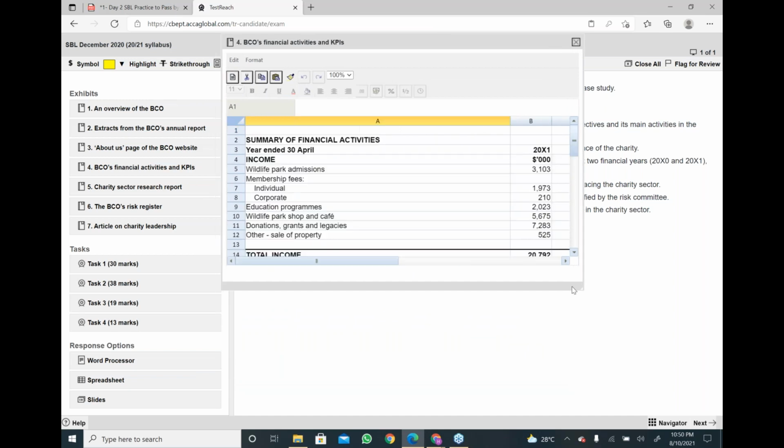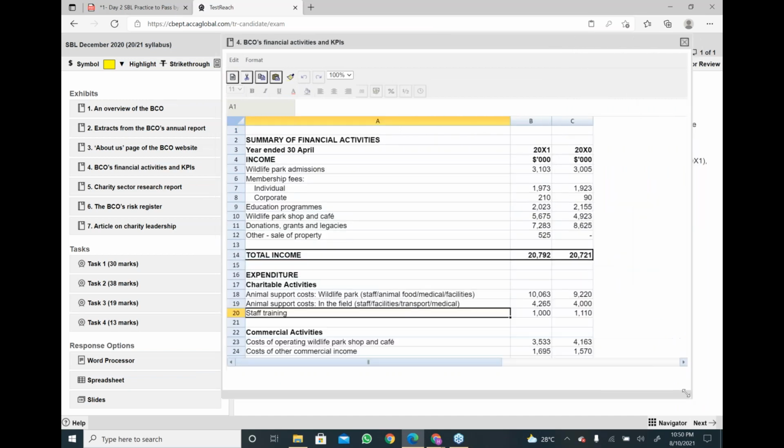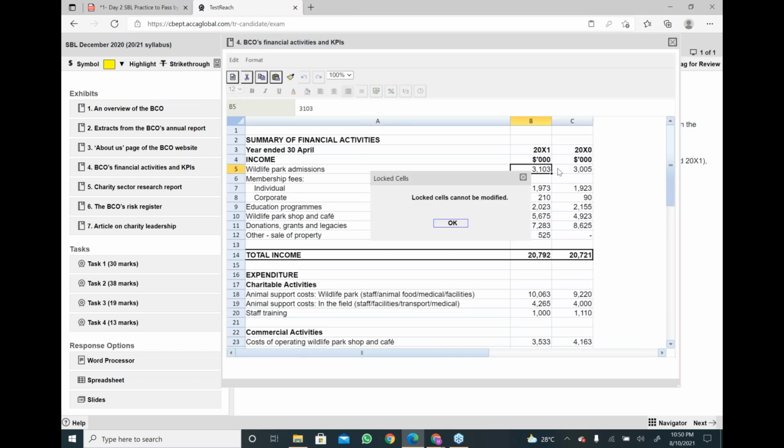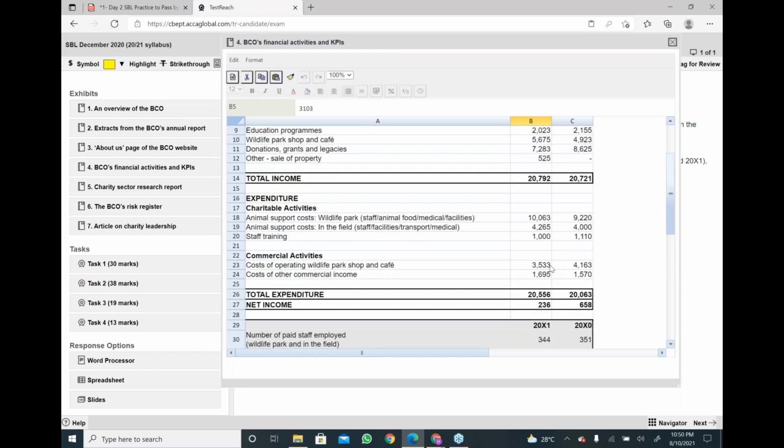Oh, it's in Excel. Oh, the summary of financial activities. This exhibit is in Excel, and I don't think I can make any change because the cells are locked. So let me look very carefully. Yeah? So this is the whole exhibit. I'll show you.